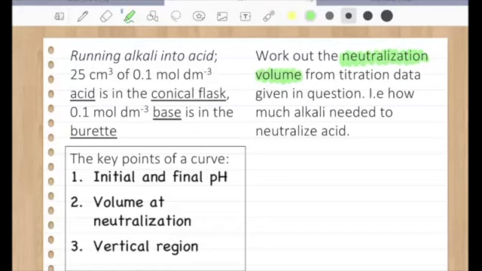Next, we look at the key points of a pH curve. You need to know the initial pH and the final pH. The second one is the volume at neutralization, the one that I was just talking about. And the third one is the vertical region. The vertical region will come naturally later on as long as you use your initial and final pH as well as your volume to guide you in sketching the pH curve.